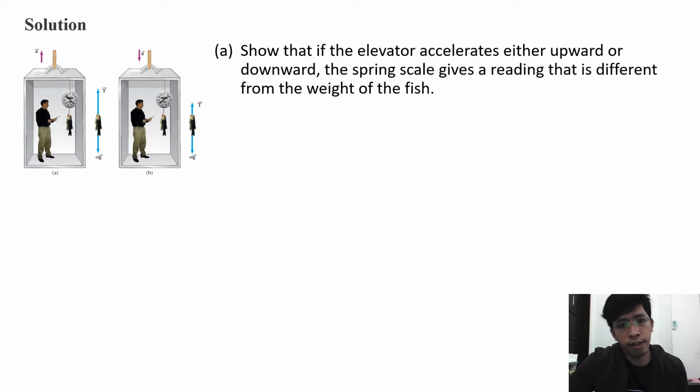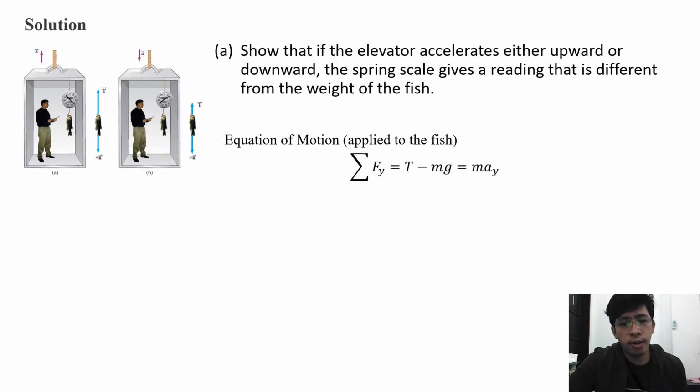From that free body diagram, we write the equations of motion. The equations of motion again are applied to the fish. These are all along the y-axis. So we have the sum of all the forces along y is equal to the tension, which is positive since it is upward, plus the negative of mg. So it's tension minus mg, and this is equal to mass times acceleration along y. This time we have acceleration along the y-axis since the body is accelerating with the elevator.